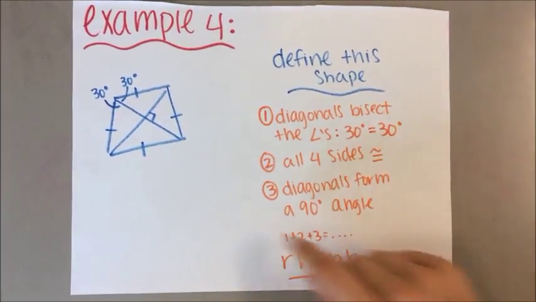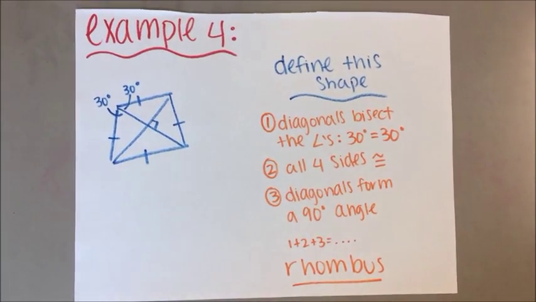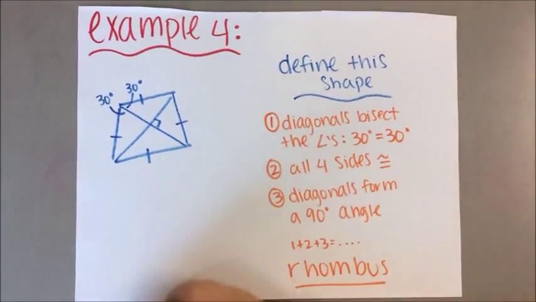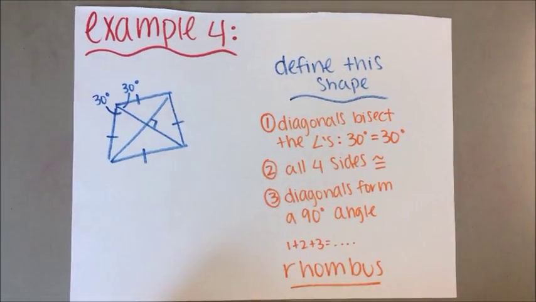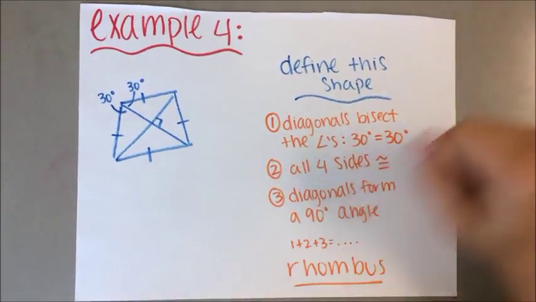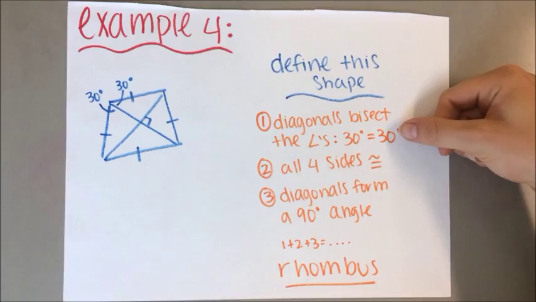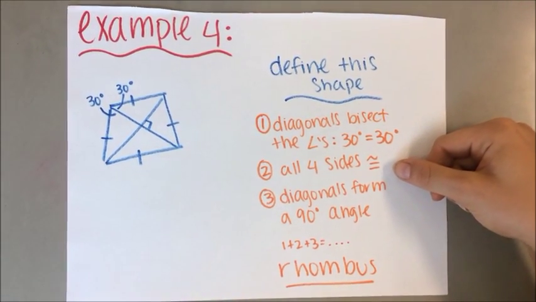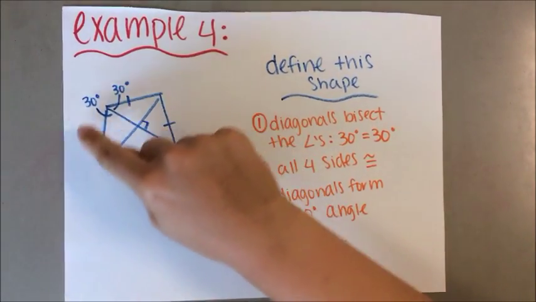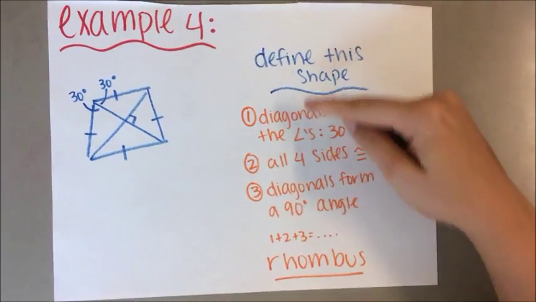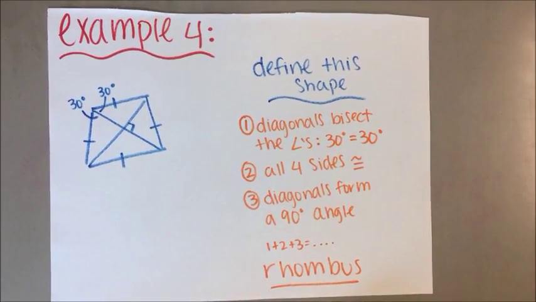Example 4. We are given this shape. We are also given that these two angles are both 30 degrees, that these diagonals, when they intersect, form a 90-degree angle, and also that all 4 of these sides are congruent. Since the diagonals bisect the angles, because they're both 30 degrees, all 4 of the sides are congruent, and the diagonals form a 90-degree angle, meaning they're perpendicular, using all of these 3 things, we can conclude that this shape is a rhombus.